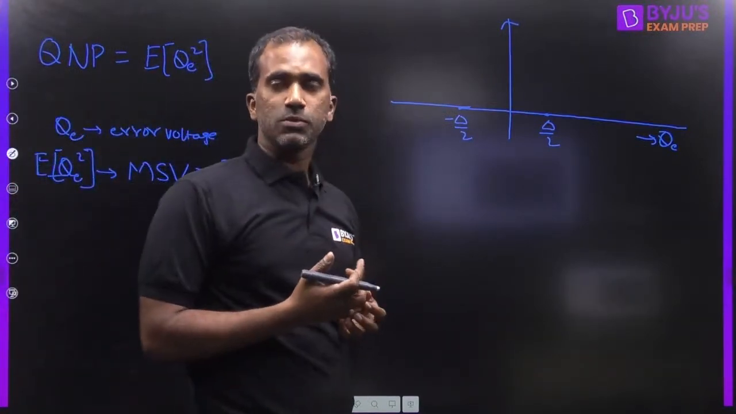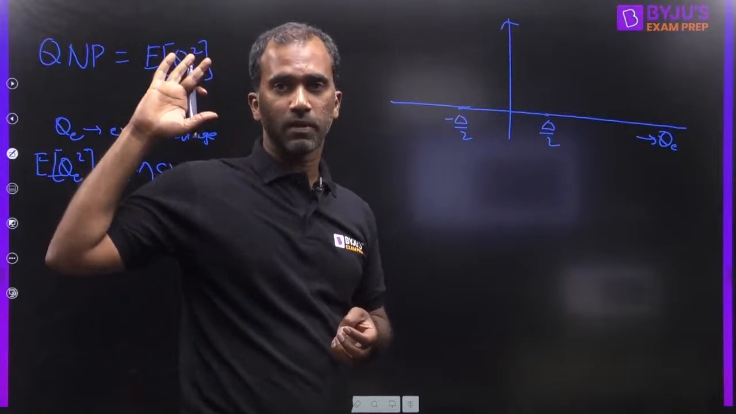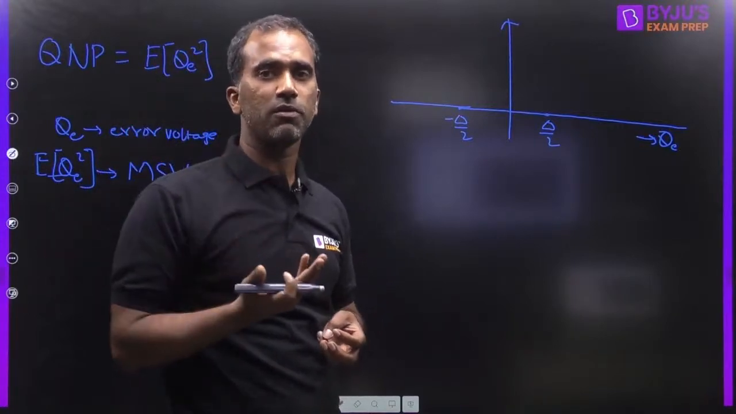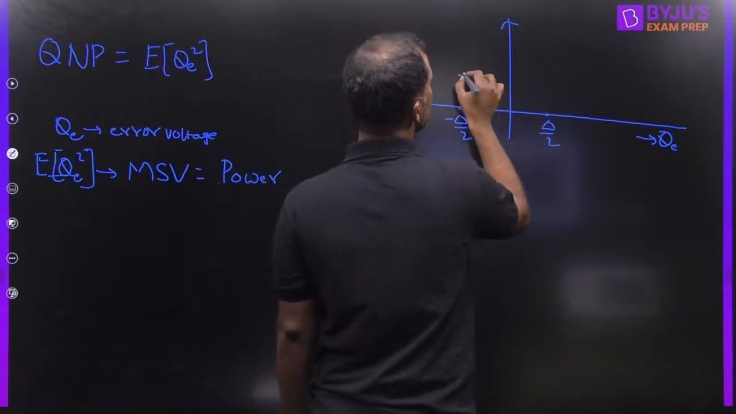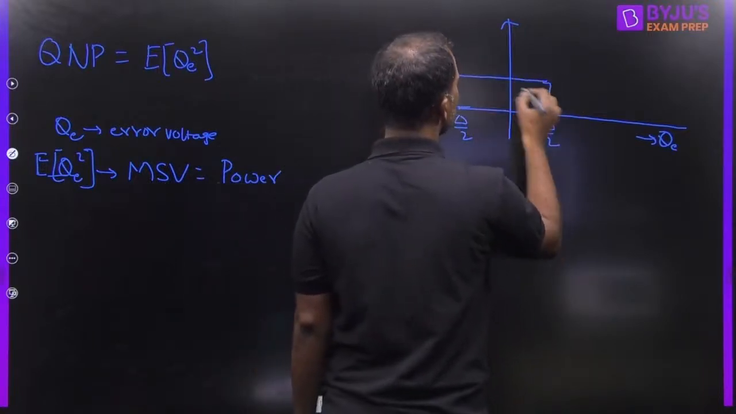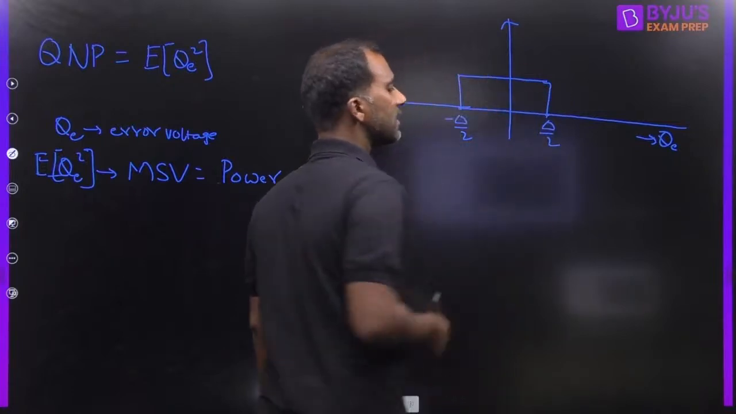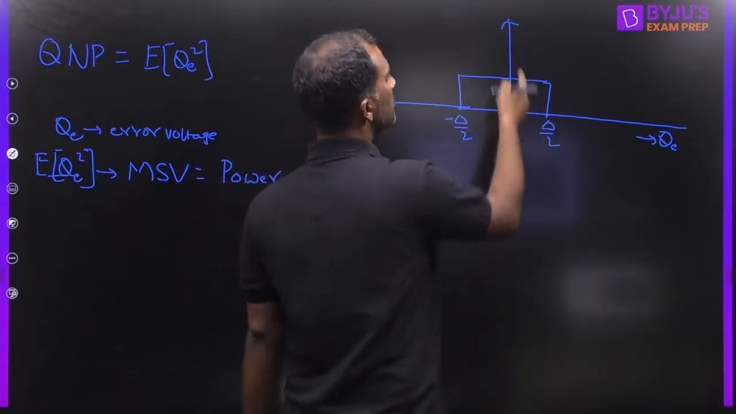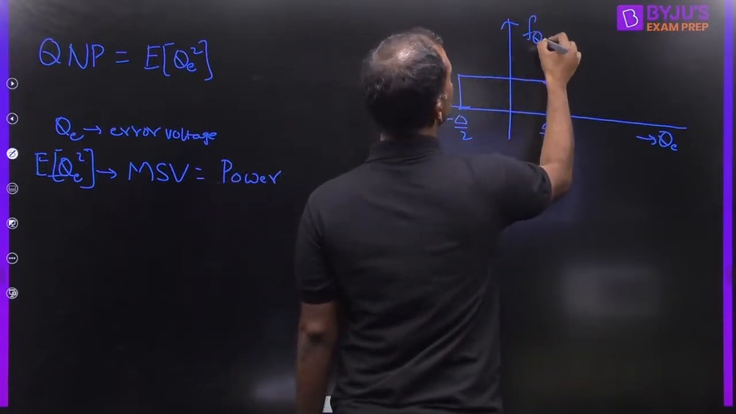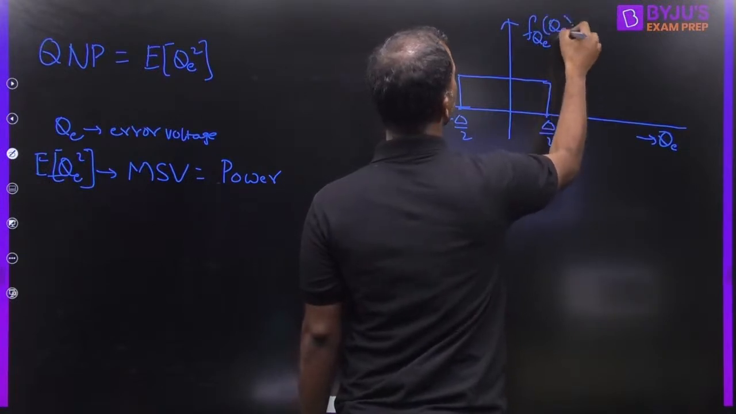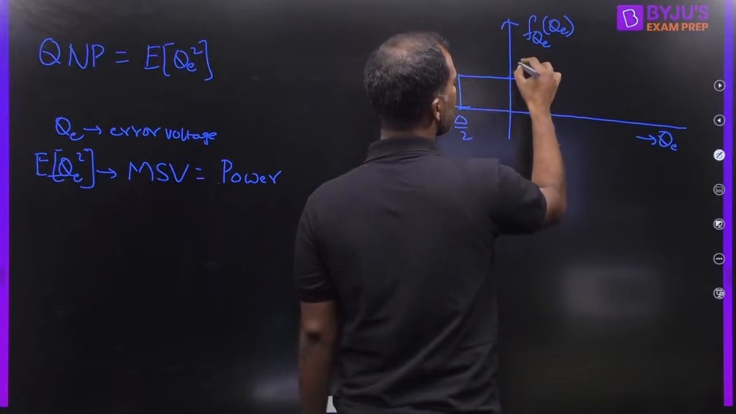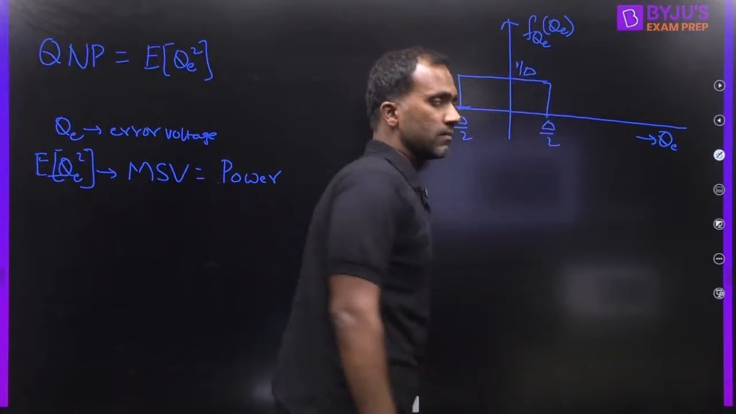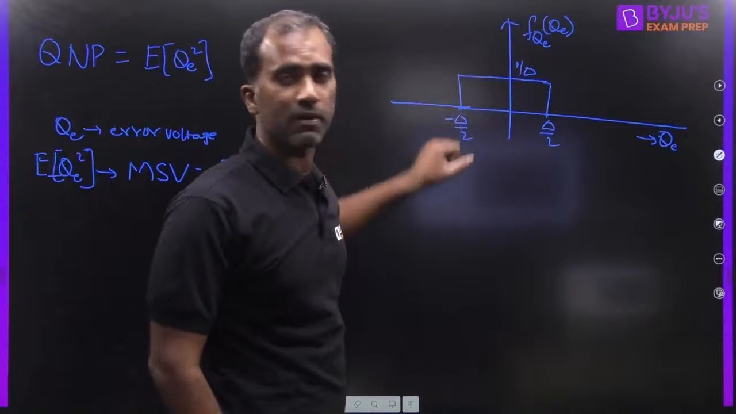Let us talk about the basic case: if x is uniform, then quantization error also will be uniform, which means it will have a rectangular shaped PDF. What should be the height? This will be the PDF of quantization error. The total area should be 1 because this is a PDF. Height should be 1 by delta. Then only the area will be 1.